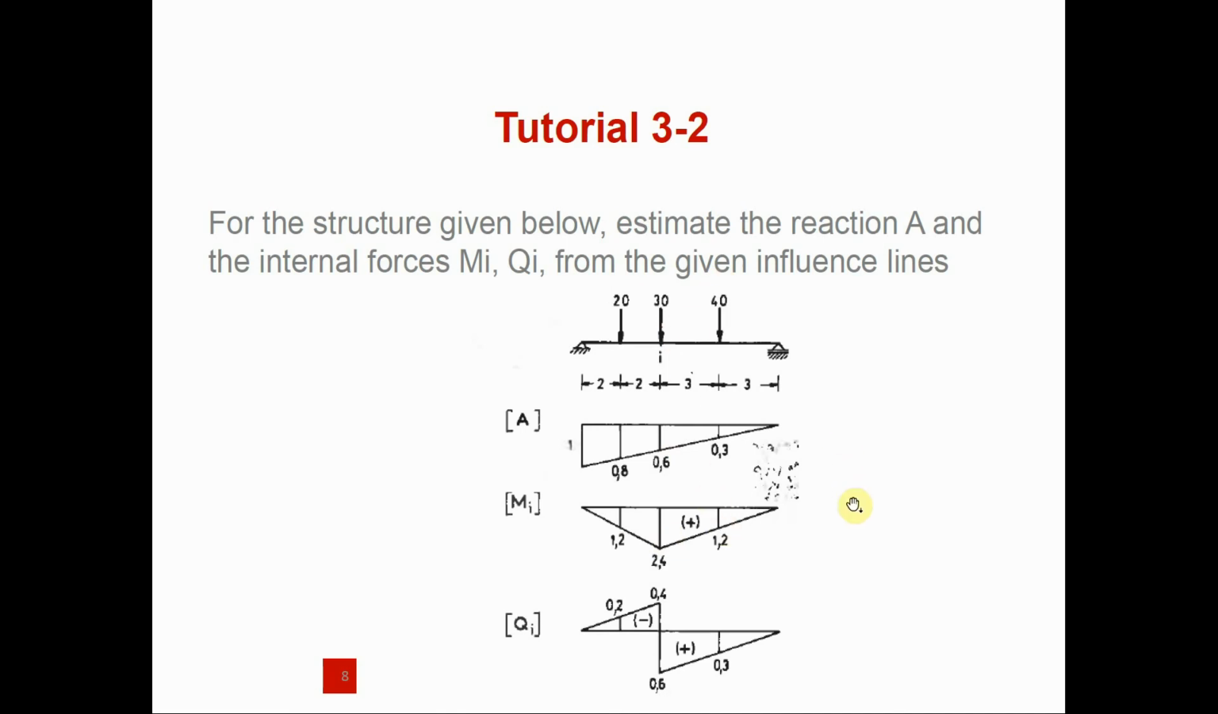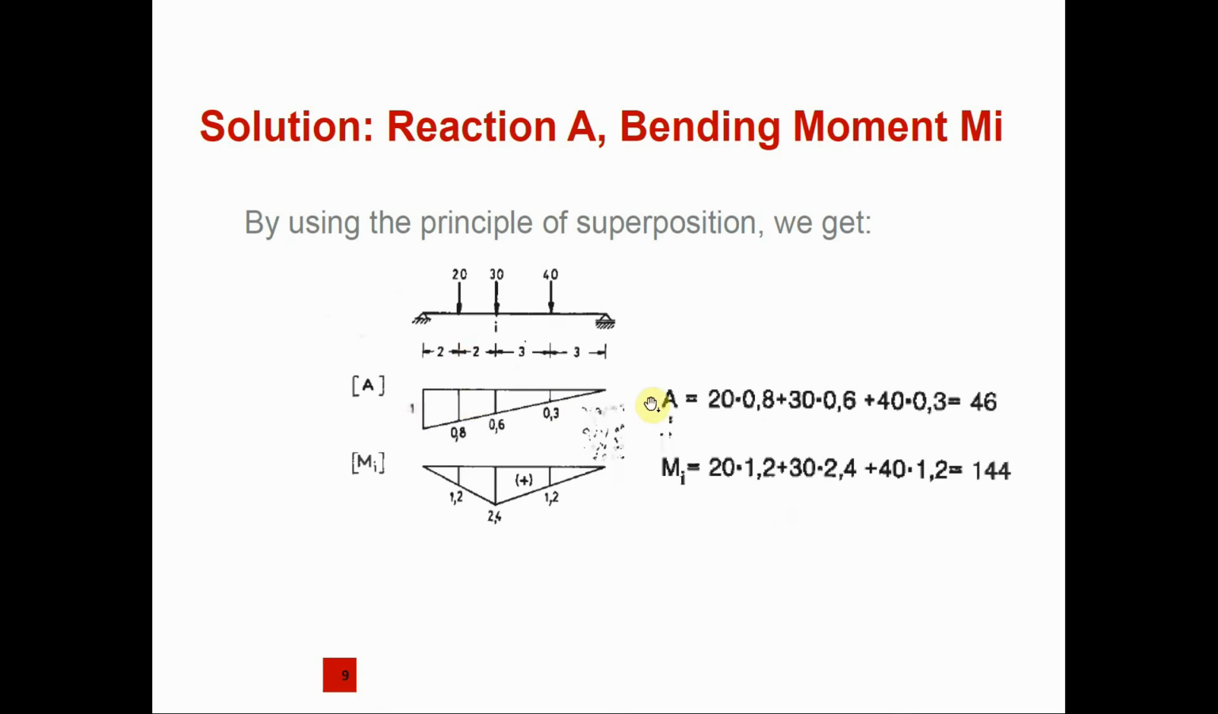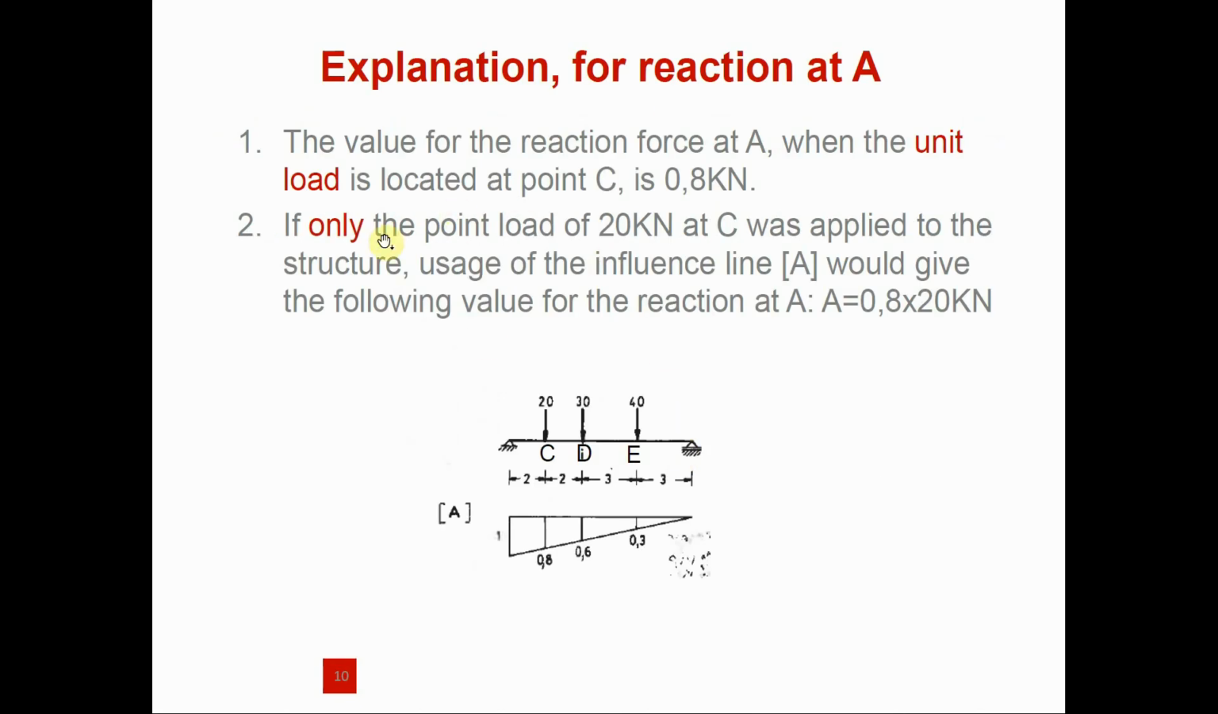So let's proceed and see what we have for the reaction at A. As I've explained, we said 20 times 0.8 plus 30 times 0.6 plus 40 times 0.3, giving us this. And for the moment at I, we have 20 times 1.2 plus 30 times 2.4 plus 40 times 1.2, giving us 144. So that is the moment at point I that we are considering. Now let us look at it this way. The value for the reaction force at A when the unit load is located at point C is 0.8. That is, the value of the reaction force at this point is 0.8.